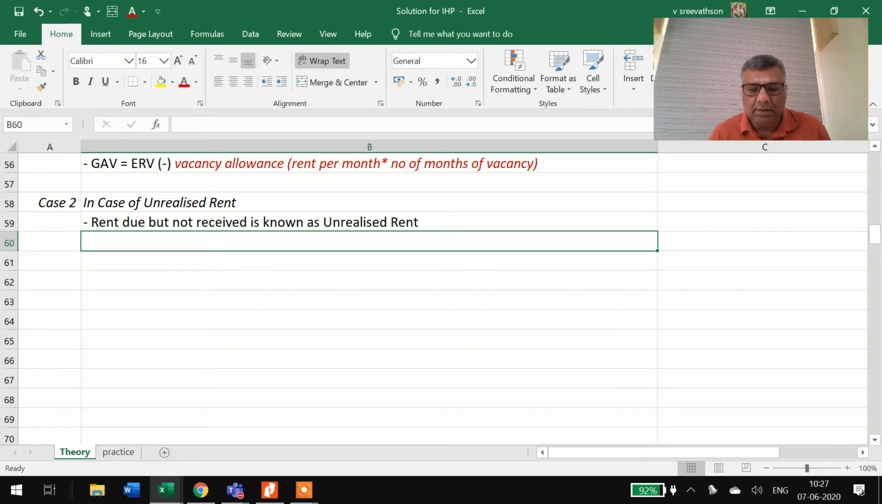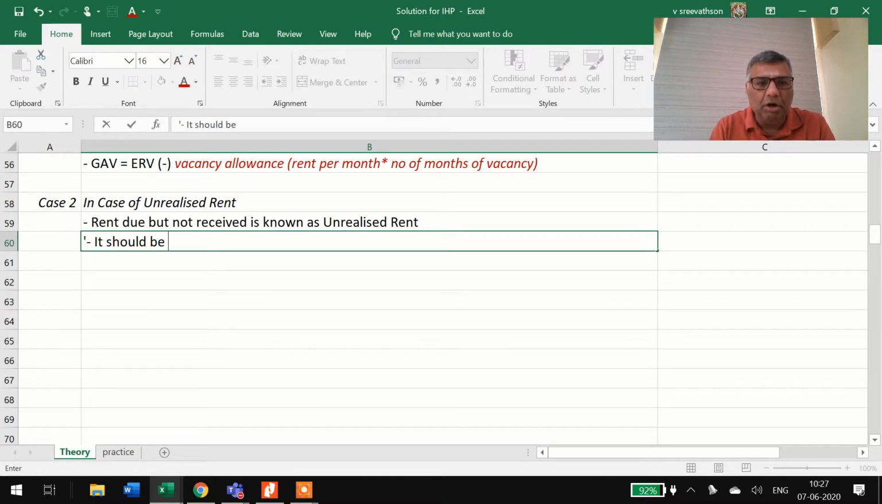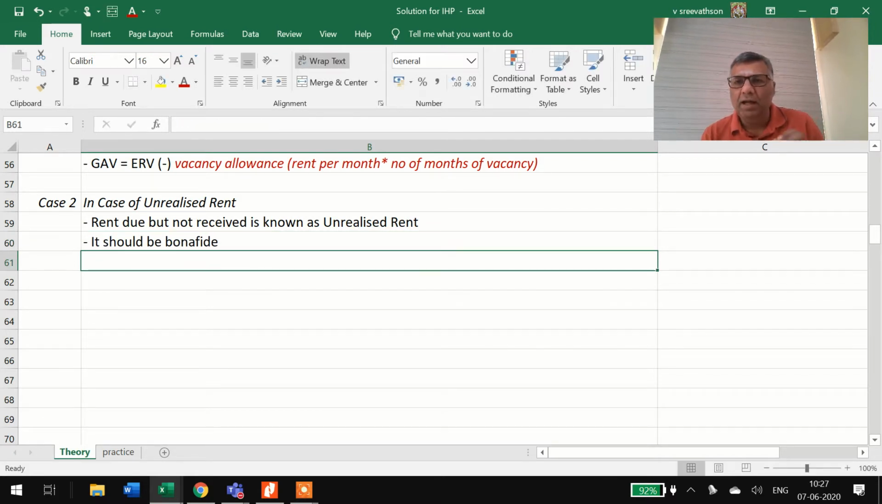Okay, right? It should be bona fide. It should be realistic. One of our friends was asking: suppose, let us take her own example in the reverse manner. Her mother is the owner of the property, she lets it out to her own daughter, and says that the rent is not realized. That is not acceptable, right? It is not a bona fide let out. It should be true and fair.